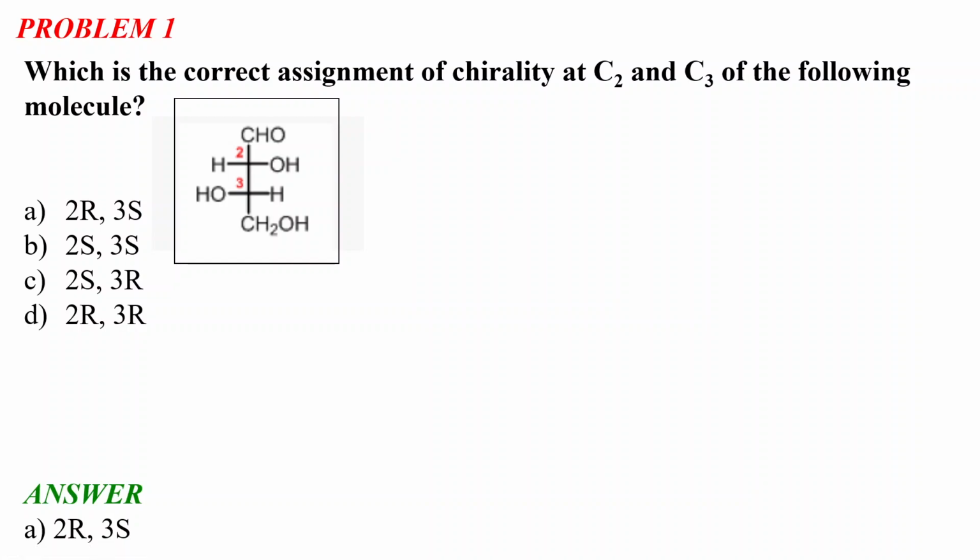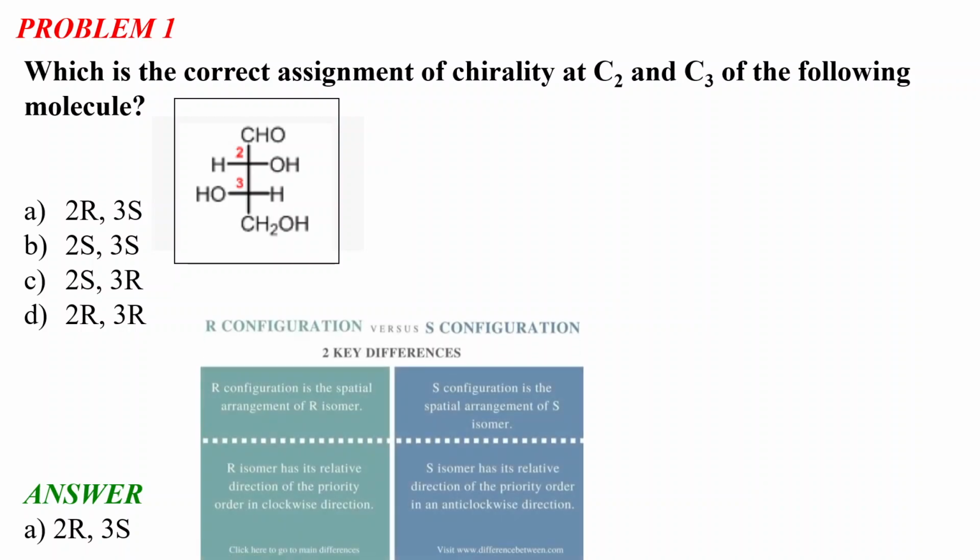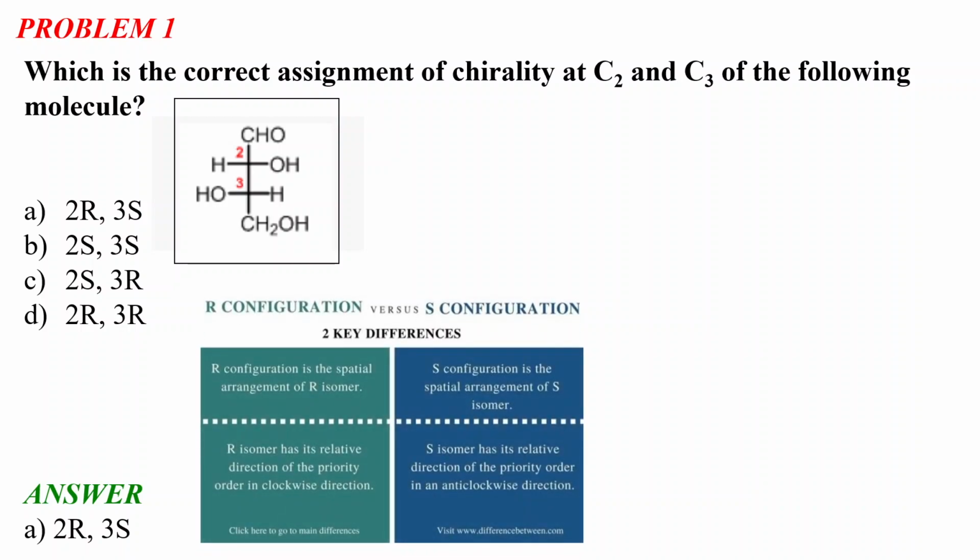So let's go step by step. What is R versus S configuration? R configuration is the spatial arrangement of the R isomer, and S configuration is the spatial arrangement of the S isomer. The R isomer has its relative priority order in the clockwise direction, and the S isomer has its priority order in an anti-clockwise direction.